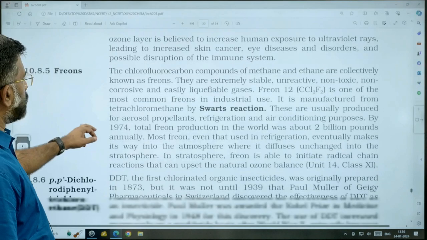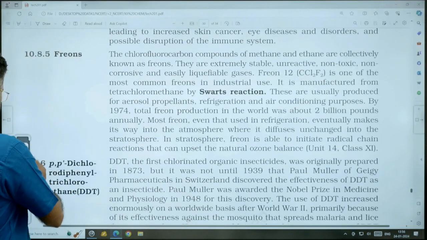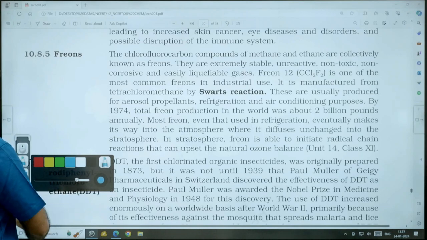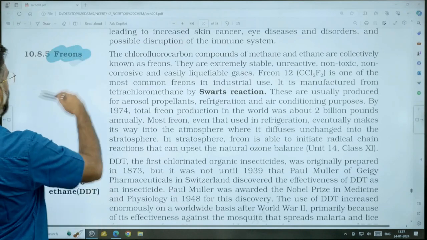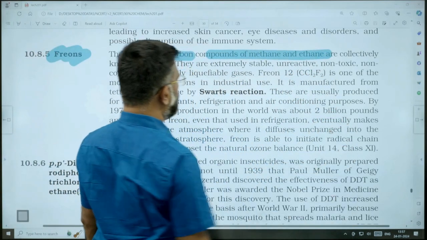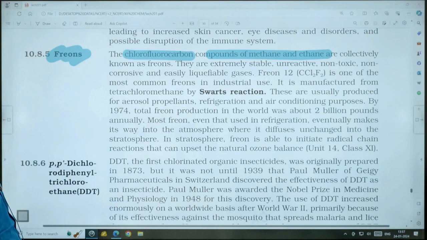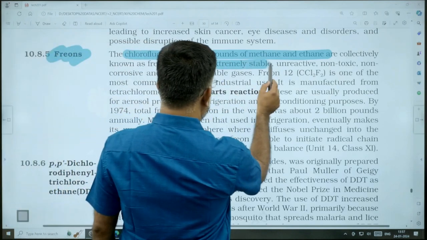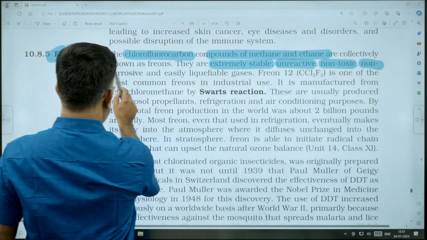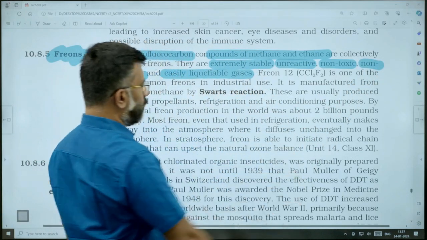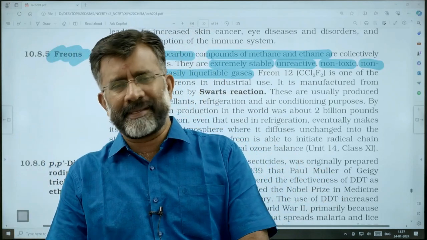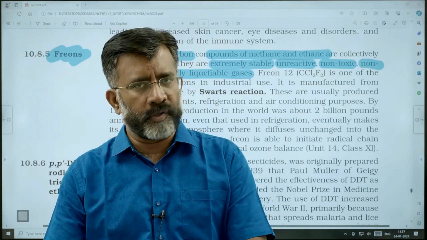Next one, freons. Freons are chlorofluorocarbons. Chlorofluorocarbon compounds of methane and ethane are called freons. They are extremely stable, unreactive, non-toxic, non-corrosive, and easily liquefiable gases. In fact, we don't find any problem with the freons in our environmental region.